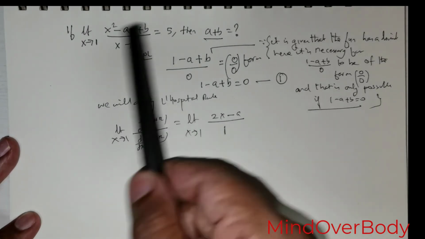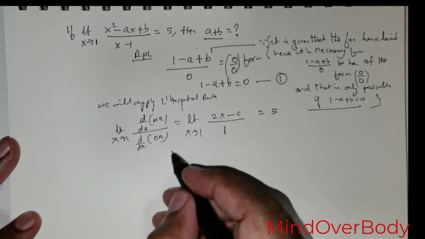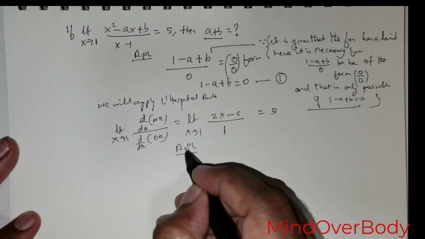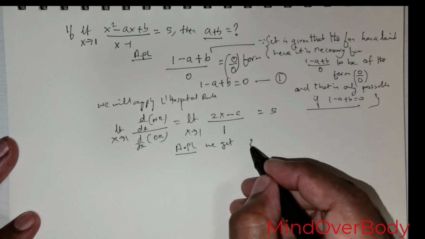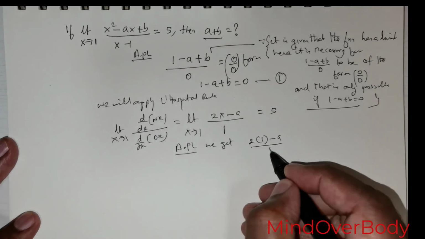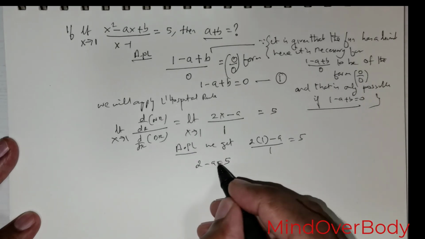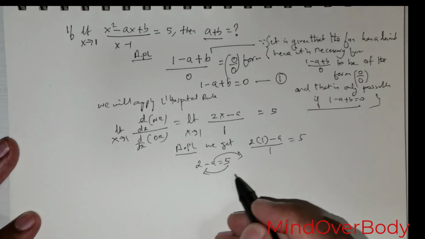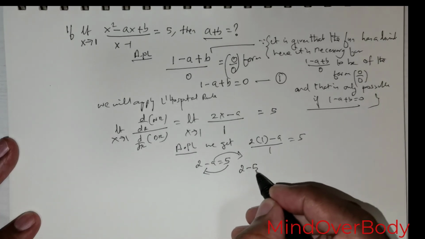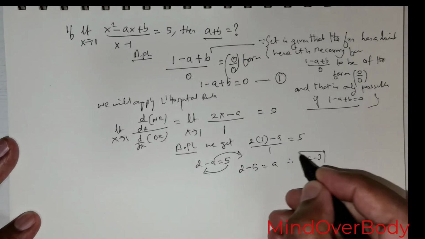Now the limit is given to be equal to 5. So what I'm going to do is apply the limits. Applying limits, we get 2 times 1 minus a divided by 1 is equal to 5. 2 minus a is equal to 5. If I move a to the other side and bring 5 to this side, it's 2 minus 5 is equal to a. Therefore a is equal to minus 3.